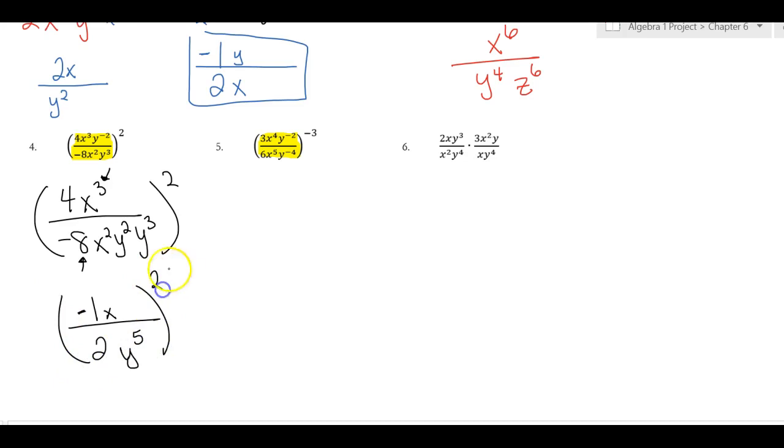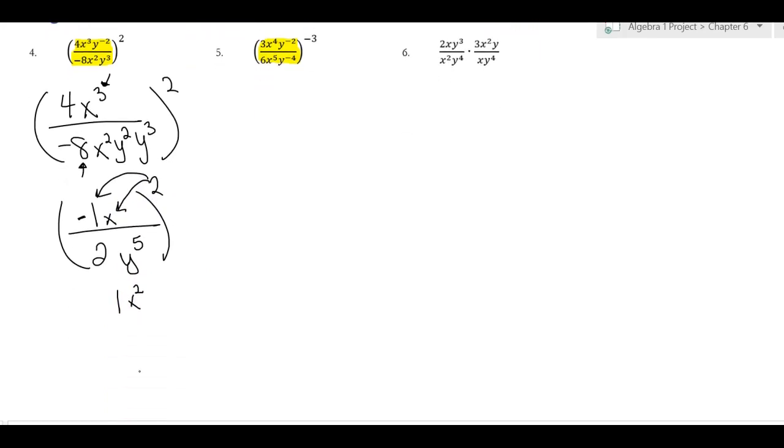And now I bring down my exponent, and I'm going to take this everywhere. So negative 1 squared is 1. X squared is x squared. And I take it down here. 2 squared is 4. And 5 times 2 is 10. And that's it. Okay? Alright, over here.